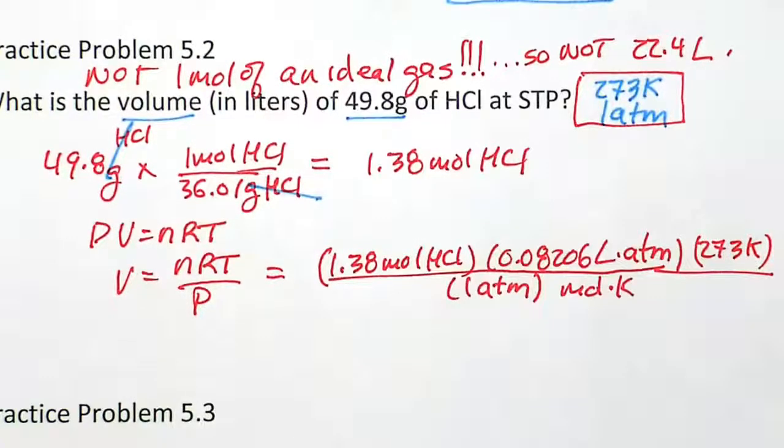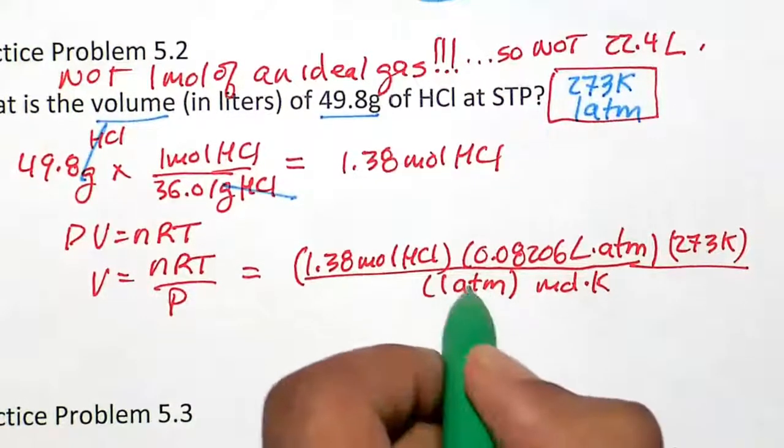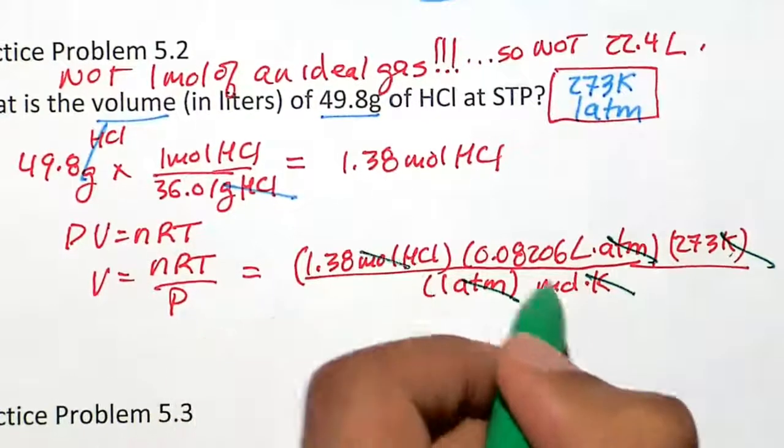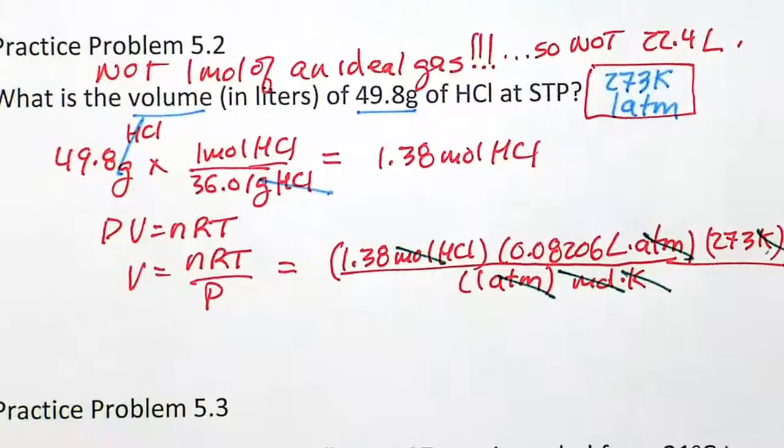Standard pressure, 1 atmosphere, standard temperature, 273 K or 0 degrees C, but we always put our temperature in Kelvin anytime you're dealing with the ideal gas law. Let's check our units. Atmospheres, atmospheres cancel, Kelvin, Kelvin cancel. Moles of HCl cancel with moles of HCl, and you're left with the final units of liters, and we're being asked to identify the volume.